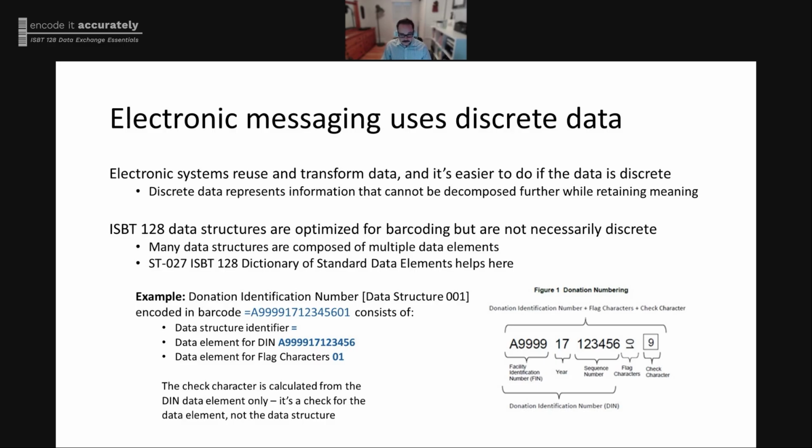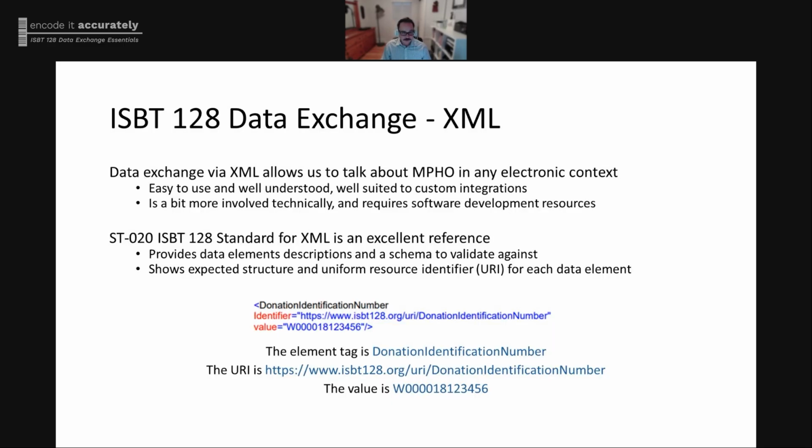Now let's dive into what this looks like in the electronic messaging world. Looking at XML. XML is one way to exchange ISBT 128 data in an electronic and highly adaptable manner. It is well understood, flexible, and well suited to custom integrations that have distinct needs. It does require a little bit more technical finesse to implement and requires you to build some foundational infrastructure. Still though, it's a really powerful tool.